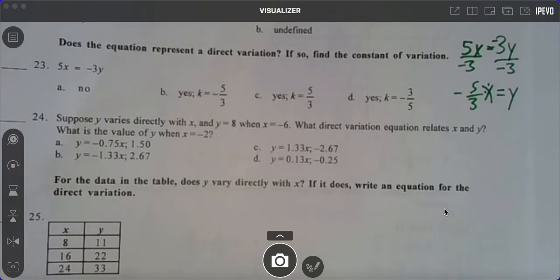Is that a direct variation? Yes, because it doesn't have plus something. All right? So it's a direct variation. And what's my constant? Negative 5/3. So k is negative 5/3. Don't you always move the number that goes with the y? Yeah, that's the one you'll always move.